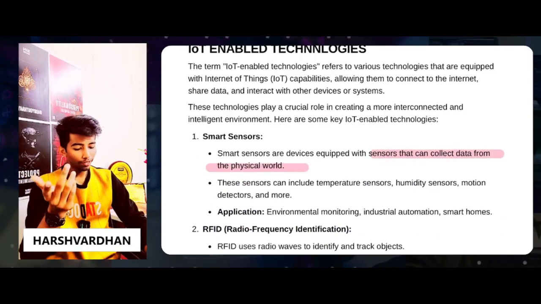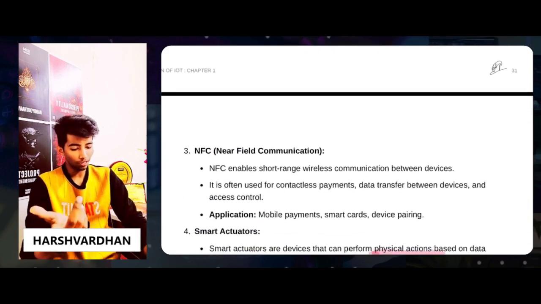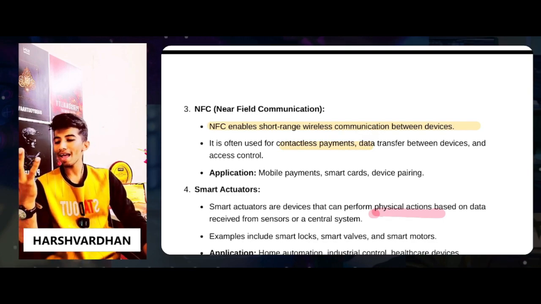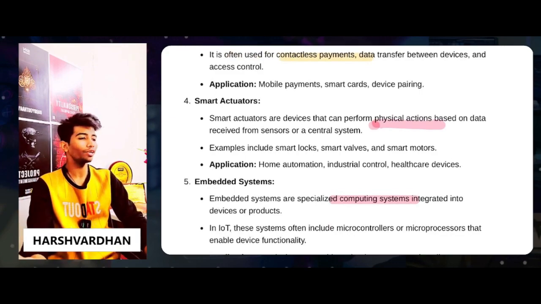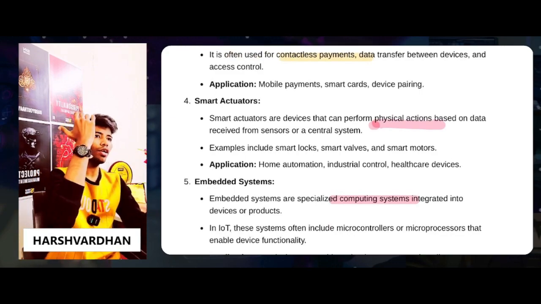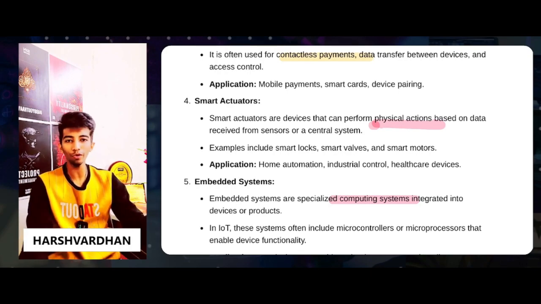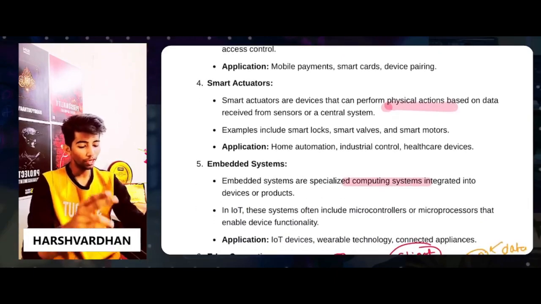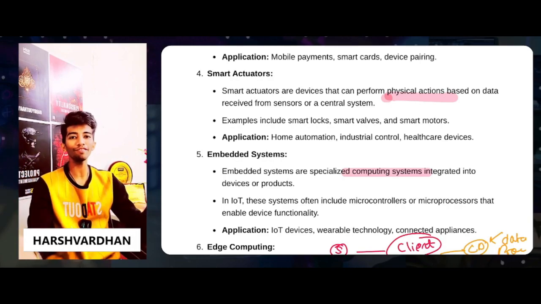Talking about IoT-enabled technology, smart sensors we have already discussed. Radio Frequency Identification, RFID, uses radio waves to identify or track objects. NFC is short-range wireless communication between devices, for contactless payment, like in phones such as the Apple iPhone and mainly the S series of Samsung, which support NFC, right? My phone also supports NFC. When you go to the UK and US, where stores have NFC scanners, you just tap your phone and the payment is done. Embedded systems like Arduino, and smart actuators for physical actions like smart locks, smart motors, smart doors, those kinds of things come into smart actuators.